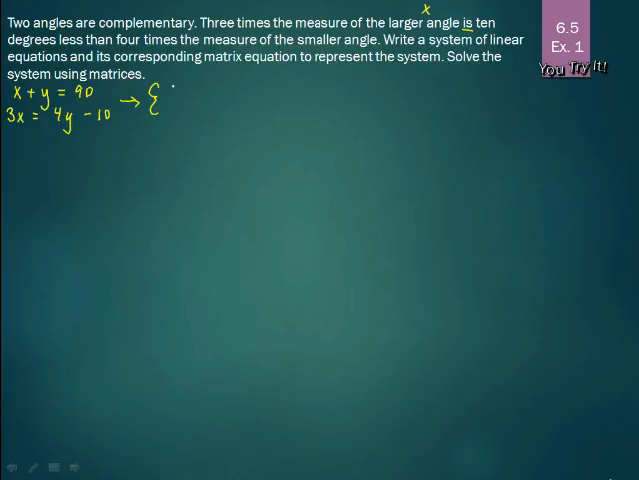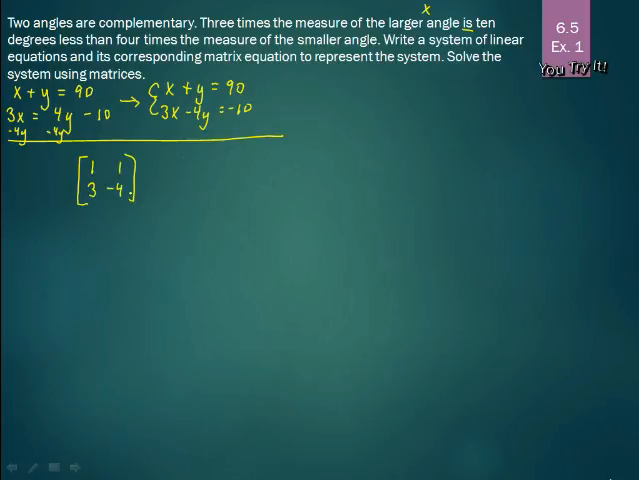The first one already is, since we have the x term, y term, and a number. Second equation, we need 3x, and then we can move over the 4y by subtracting 4y on each side. So we get minus 4y, and then the 4y's add to 0 on the other side, equals negative 10. So there's our two equations, and now we can turn that into a matrix. So our matrix would be using the coefficients of the first equation, which would be 1 for x and 1 for y, and then the second equation, 3 and negative 4, times xy, and then equals 90, negative 10.